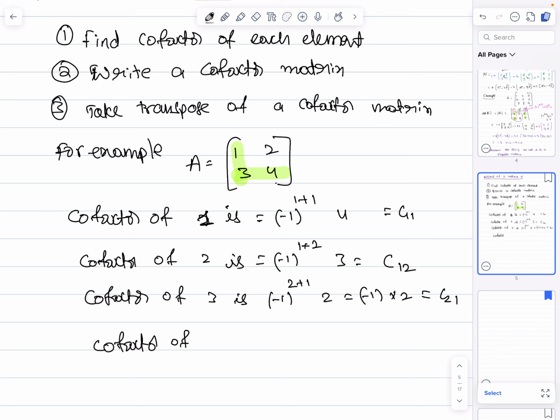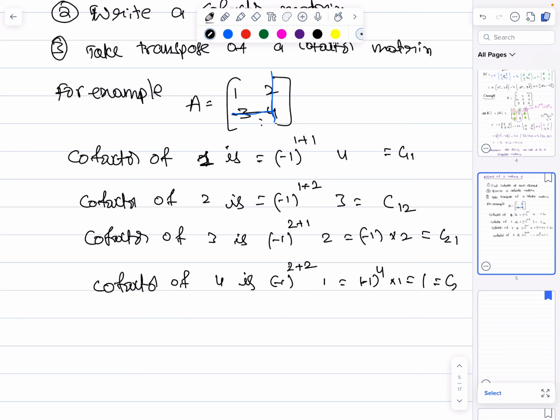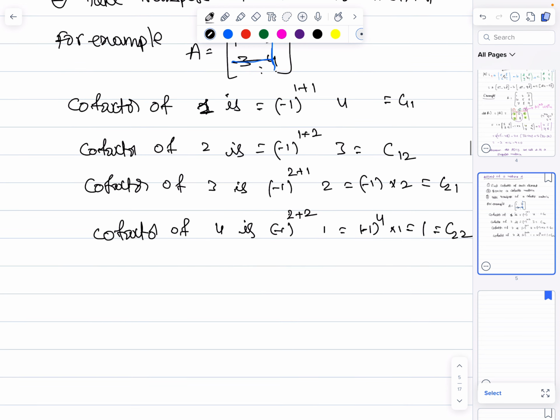Cofactor of the last element 4 is important. What is the cofactor of 4? To calculate that, you should ignore this row and this column. Therefore, 1 is the leftover element. 4's position is second row plus second column, so minus 1 whole power 4 into 1 is 1. This is C22. Now you have all these positions.